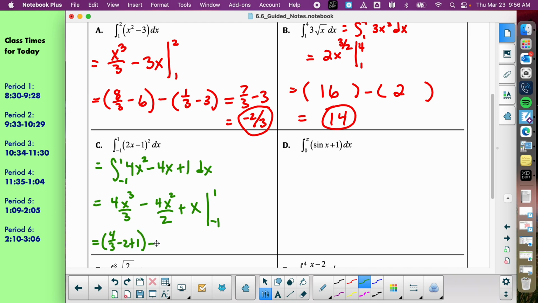Okay. Plugging in negative 1. What did you say it was? 1/3? Okay. Plugging in negative 1 would give me negative 4/3 minus 2 minus 1. So 8/3 minus 2 plus 1 is negative 1. Plus 2 would be 1. Plus 1 would be 3. 17/3. Pretty sure.